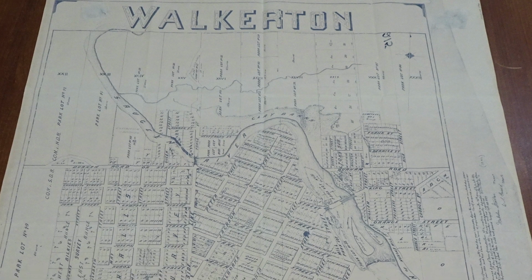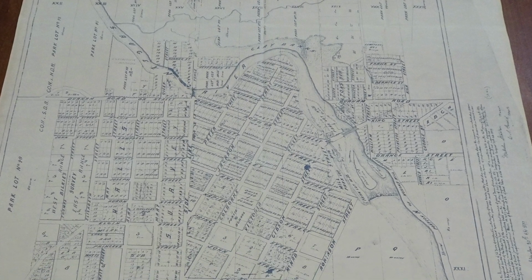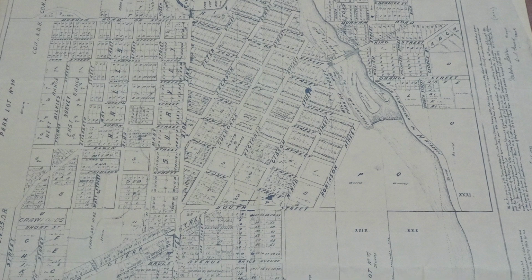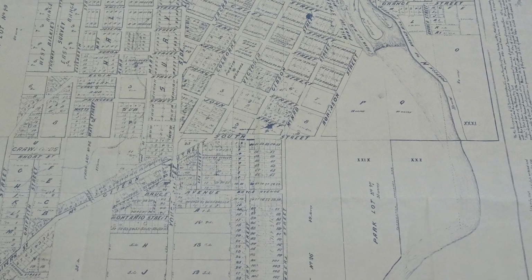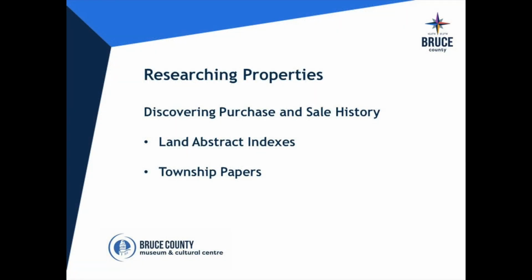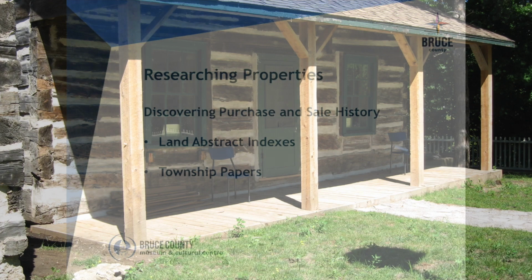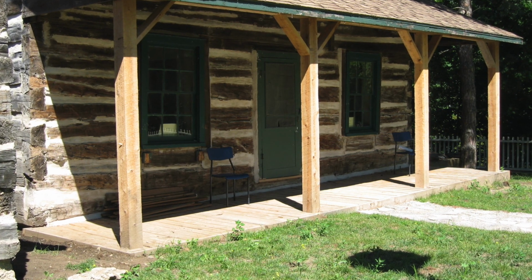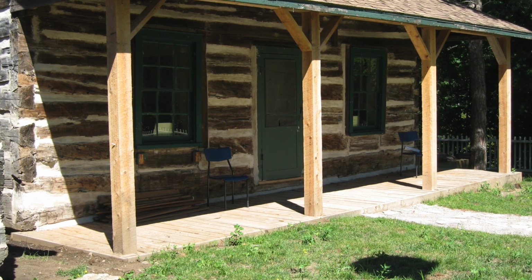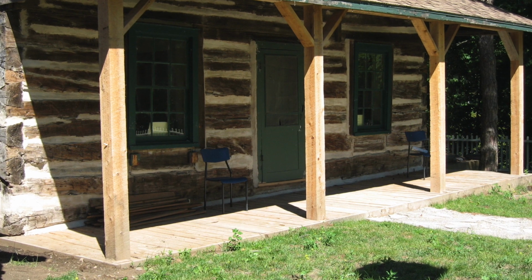Sometimes it may be necessary to consult an historic map as well. Many contain lot numbers to help confirm the legal description. Now, we're ready to start digging for information about the history of the property, starting with official land records. I'll use the Mackenzie Log House, now at the museum, but formerly located in Kinloss Township, Concession 8, Lot 19, as an example.